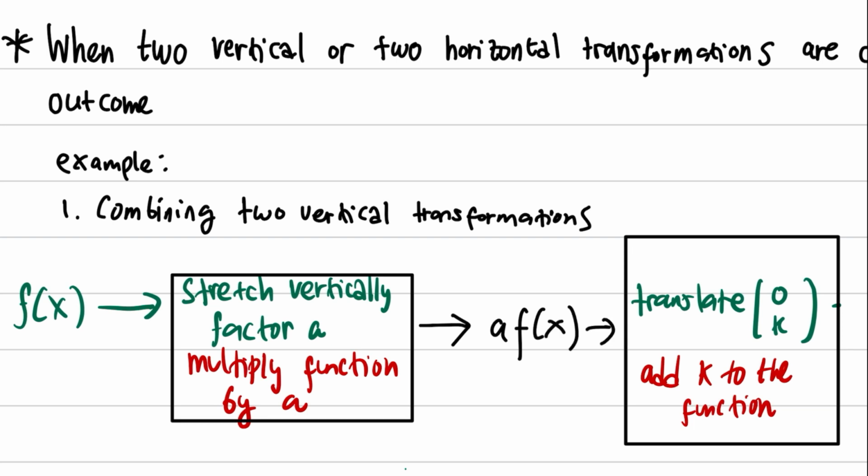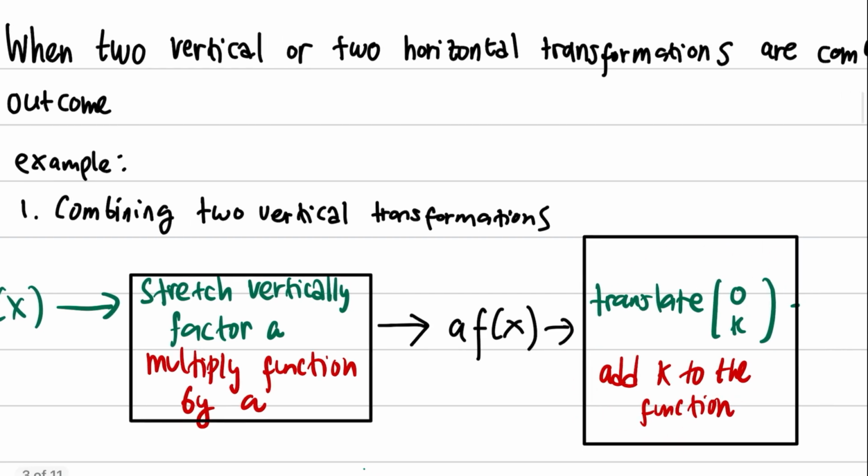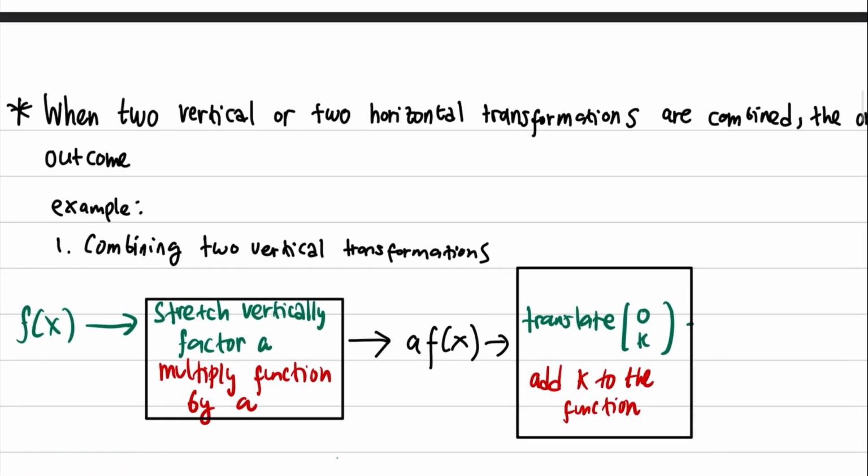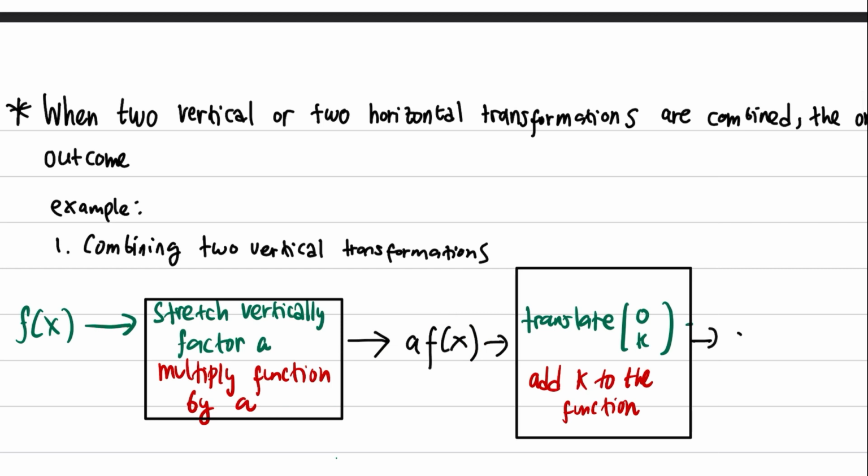And then we do the second transformation, but same vertical transformation, which is translate 0, k, means that we add k to the function. This is vertical translation. That means we add all of this by k. So a f(x) plus k.